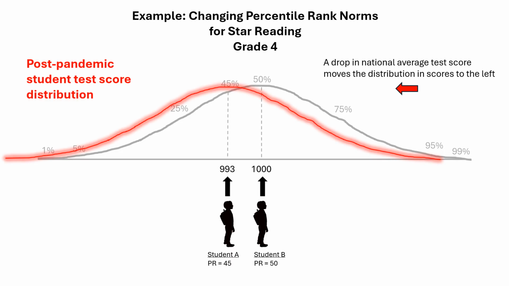However, after the pandemic, student performance on most assessments, especially in secondary school, dropped quite a bit. This had the effect of shifting the test score distribution to the left as average test scores across the nation dropped. This new distribution is the post-pandemic distribution.